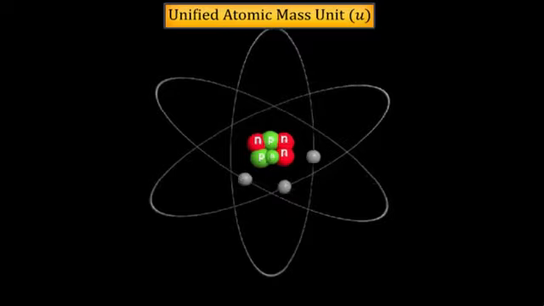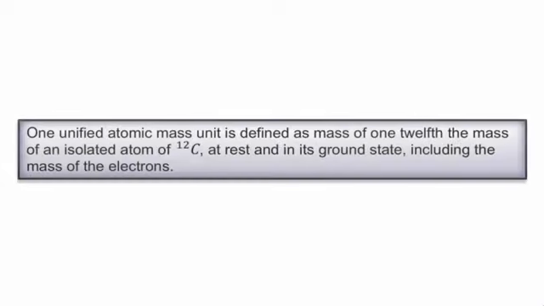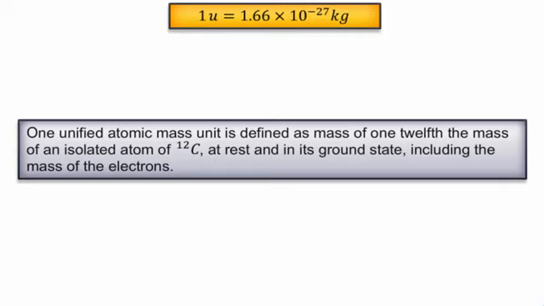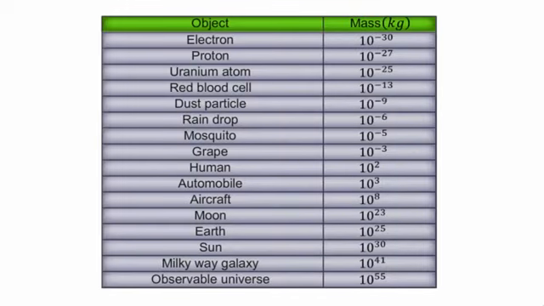One Unified Atomic Mass Unit is defined as 1/12 the mass of an isolated atom of carbon-12 isotope, at rest and in its ground state, including the mass of the electrons. It is equivalent to 1.66 × 10^-27 kilograms. The masses of different objects we come across in the universe have a huge variation. The table that follows shows the range and the order of the masses of different objects.